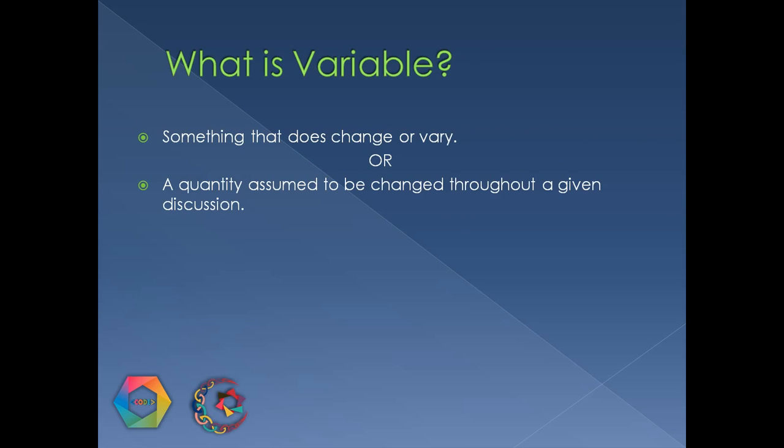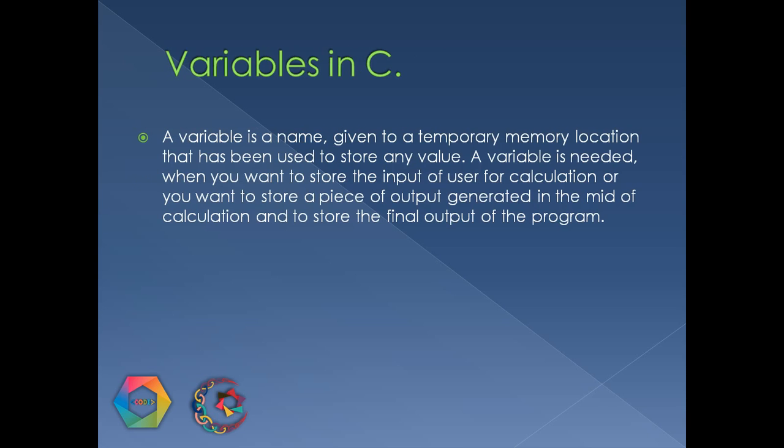Let's talk about the next type of tokens, known as variables. What is meant by that? A variable is something that does change or vary. One can say it is a quantity assumed to change throughout a given discussion. Now what are variables in C? When we define a variable in our C language, it will allocate some space in your computer's memory unit. Remember, in the last video we talked about the memory unit. So it is going to be stored there so that your program can use it.